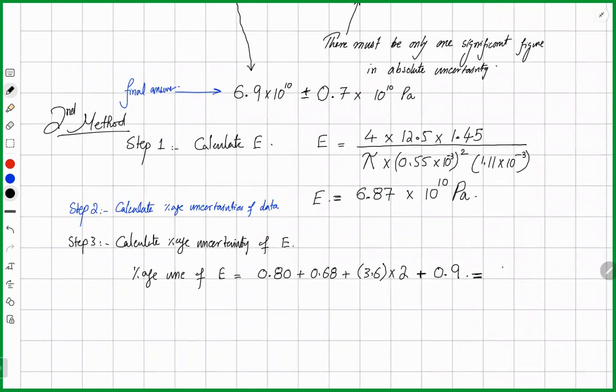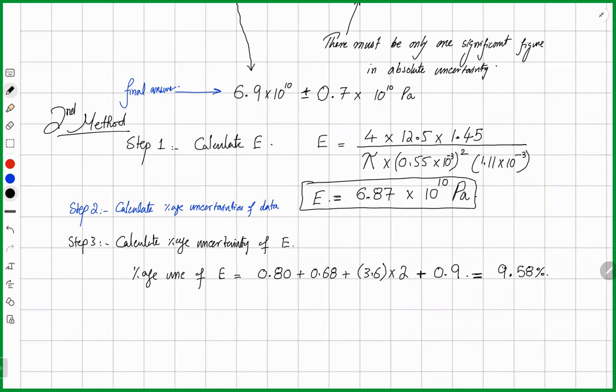Are you sure? 0.9, 0.8, 1.7, 2.38. Yes, 9.58. Yes, sir. So we have an uncertainty of 9.58 percent in the value that we calculated. This is the value that we calculated.